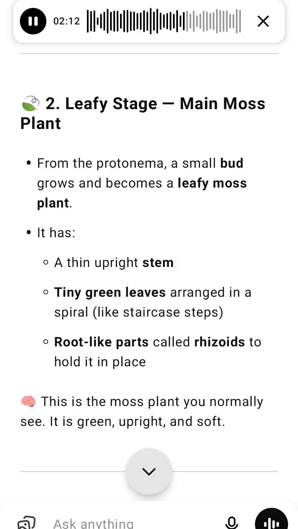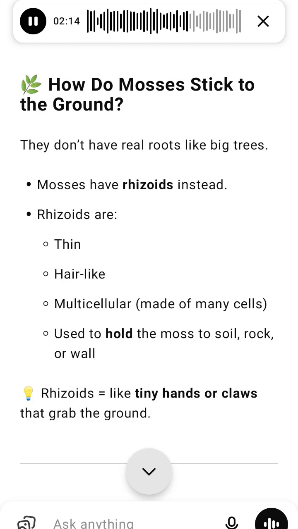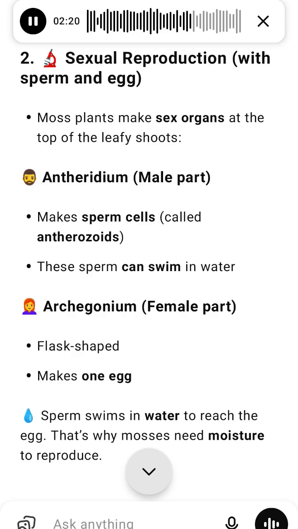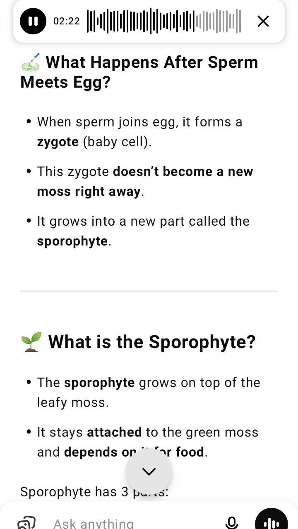2. Sexual reproduction happens using male and female parts. Male part, antheridium, makes sperm, called antherozoids. These sperm have tails and can swim in water. Female part, archegonium, makes one egg. It is flask-shaped. Sperm swim in water to reach the egg. They join to form a zygote, the baby cell.